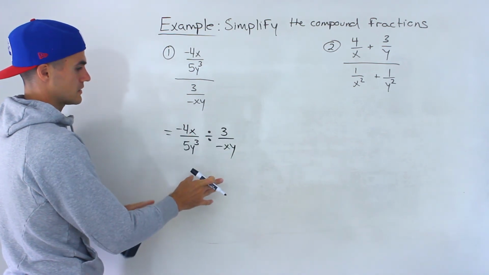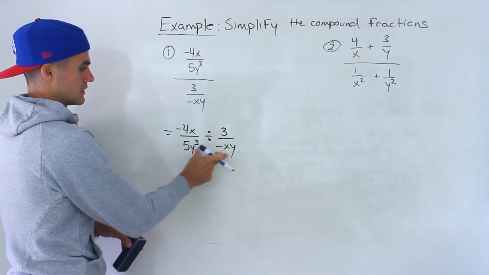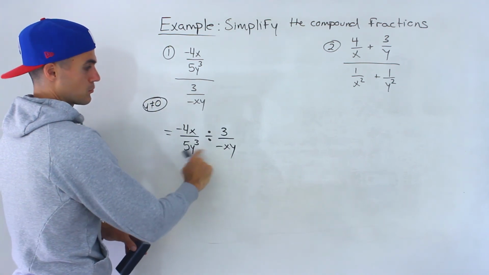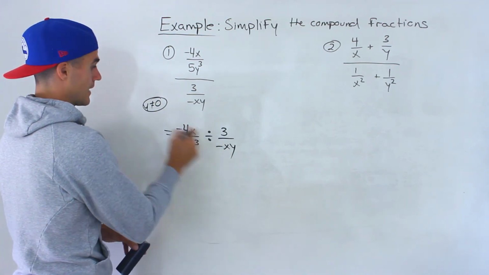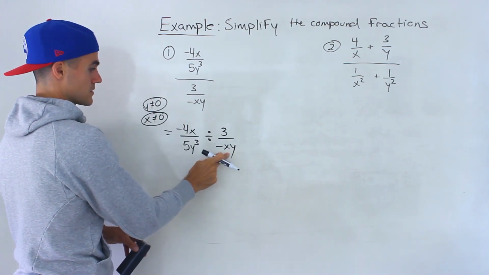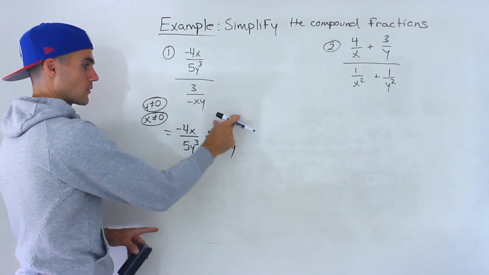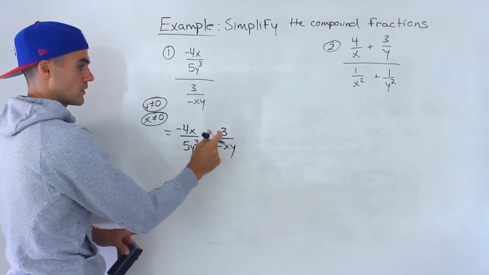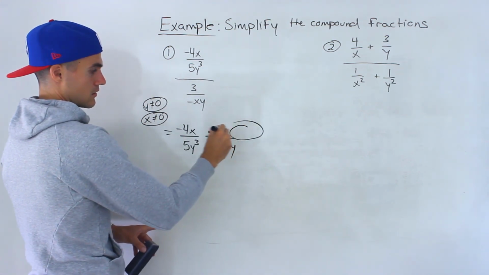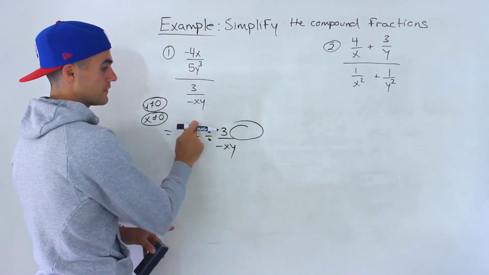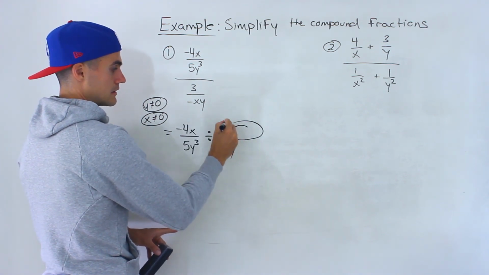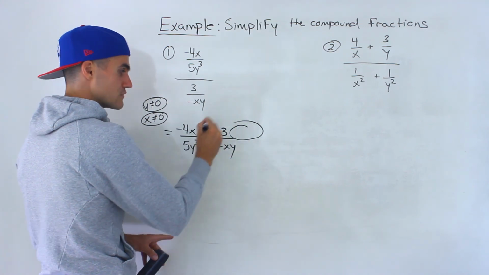Now, before we get into it, let's get the restrictions. Notice that y can't be 0, because it would make both denominators 0. And x can't be 0, because it would make this denominator 0. When you're dividing by a rational expression, you also want to get the restrictions from this numerator, the expression that you're dividing by, because if this is 0, then this whole thing is 0, and you can't divide by 0.